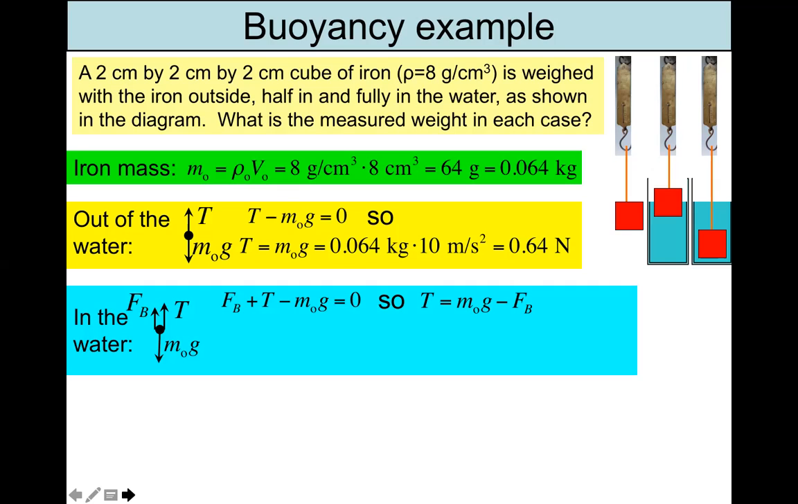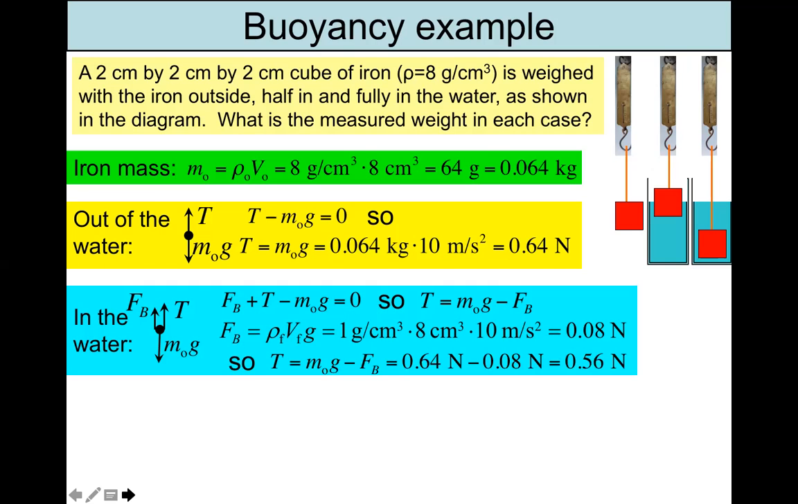Now F_B will be different, right? Whether you put it fully in water versus halfway in water, you're going to get a different F_B. If you put it fully in water, the displaced volume is bigger than the displaced volume if you put it only halfway. So if you put it fully in water, the buoyant force is going to be rho, the density of the water, times the volume of the entire cube, which is 8 centimeters cubed, times g. And then you can calculate your tension in that case. The difference between 0.64 newtons and 0.08 newtons gives you 0.56 newtons.